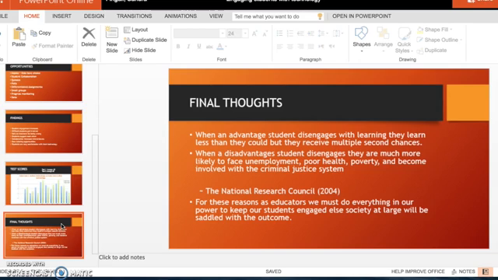So this information comes from the National Research Council in 2004, and it's for these reasons that as educators, I believe we have got to do everything within our power to keep our students engaged. And if it's technology that will engage them, then we have to infuse technology in the classrooms. Because if we don't, it becomes not just a problem for the students, but it becomes a problem for society at large, and they will be saddled and burdened with the outcome.